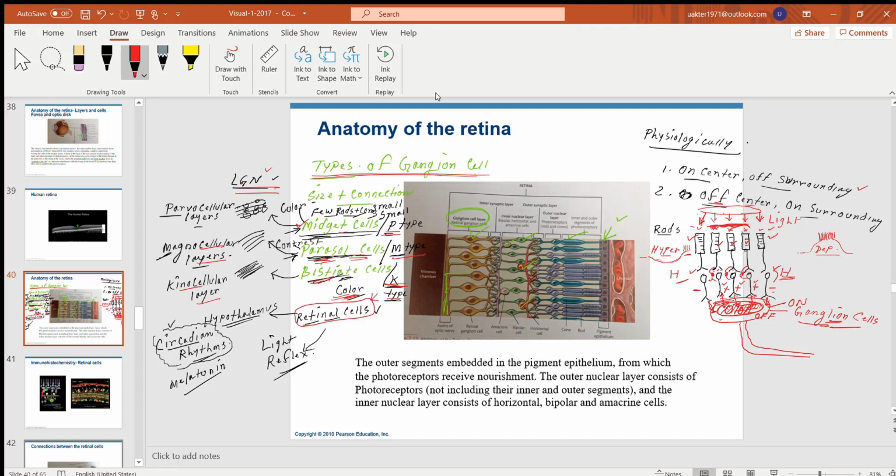Then another type of ganglion cells that are not for the processing of sight or image, but responsible for the pupillary reflex. We'll talk about the pupillary reflex in the next lecture. So let's stop here. Thank you.